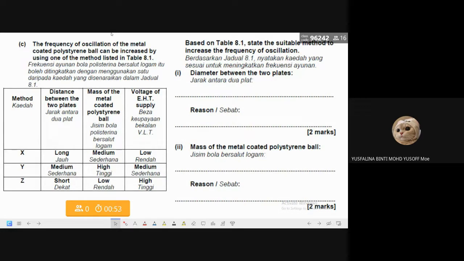So how about the diameter between the two plates? And the reason why. And the mass.